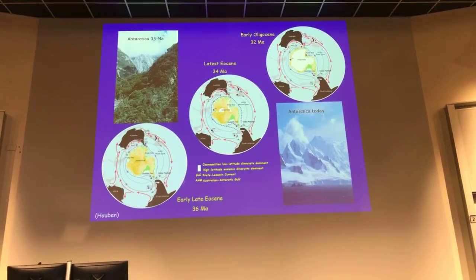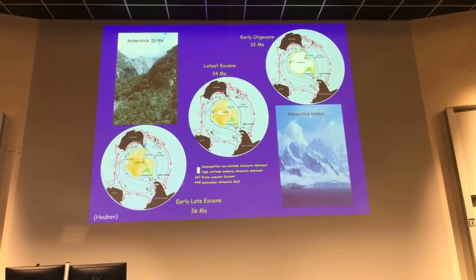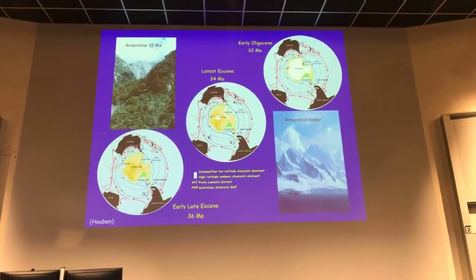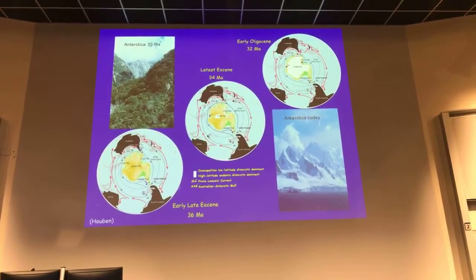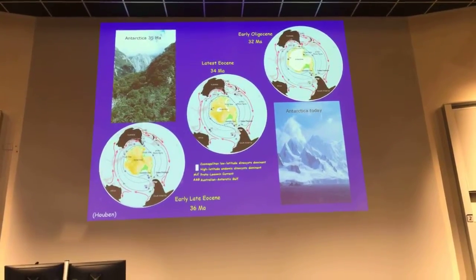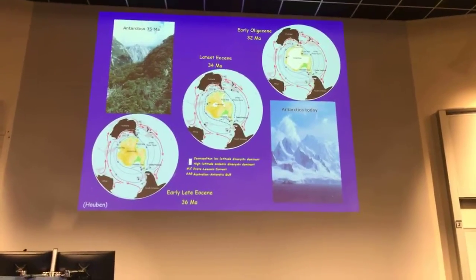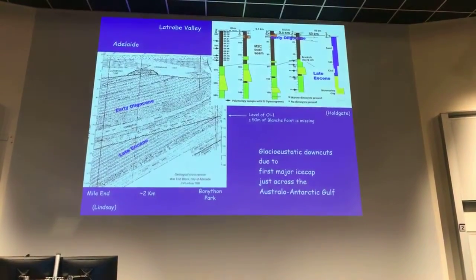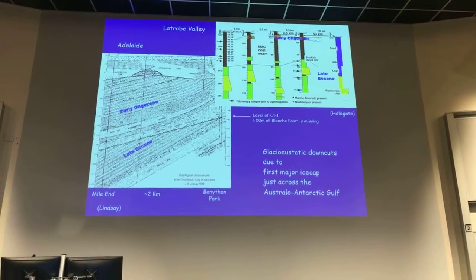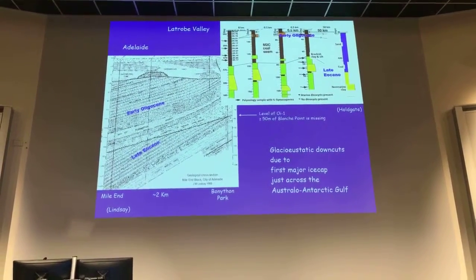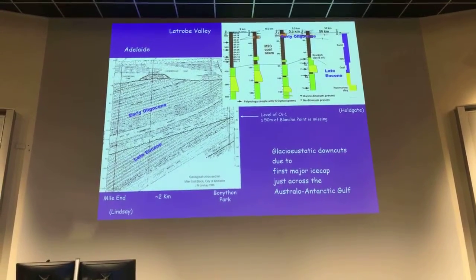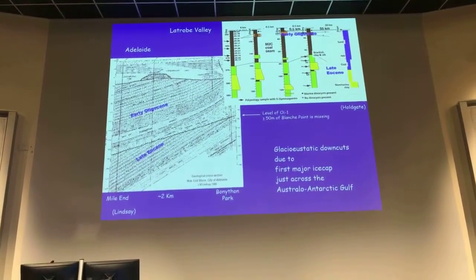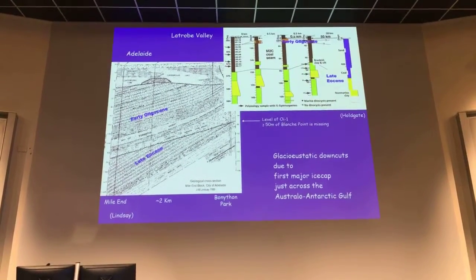A conflict arose. Do we see sudden cold, or do we see sudden cold plus ice? Is it a chilling effect, or is it a chilling effect plus an ice effect? And we find in southern Australia, we find evidence that it really was an ice effect, because we seem to have a pretty good glaciostatic signal in this part of the world.